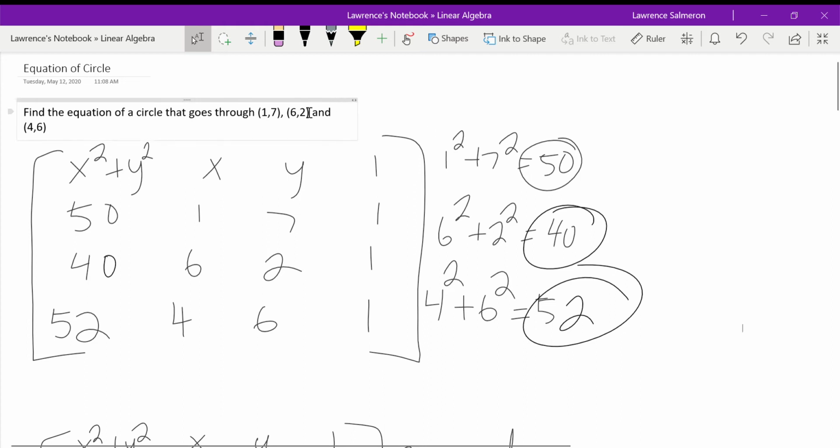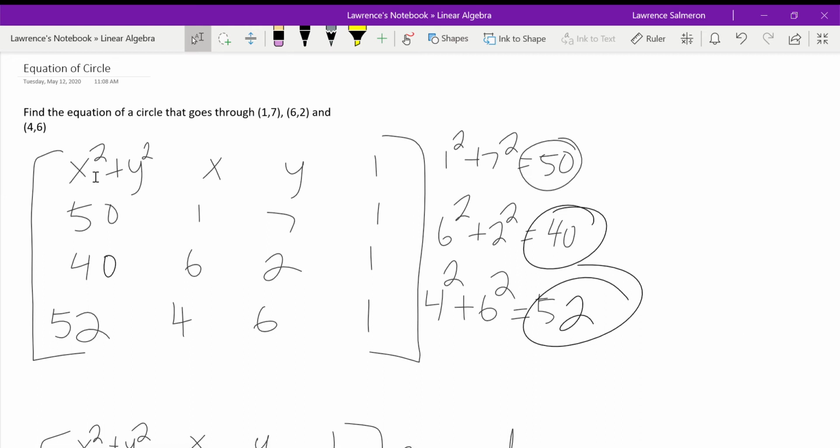So what I've given you guys are 3 points: (1, 7), (6, 2), and (4, 6). And what we're going to do is set up a 4x4 matrix and find a whole lot of determinants. Not too bad. So the first column of our circle matrix every single time, because it is the equation of a circle we're talking here, is going to be our x squared plus y squared terms.